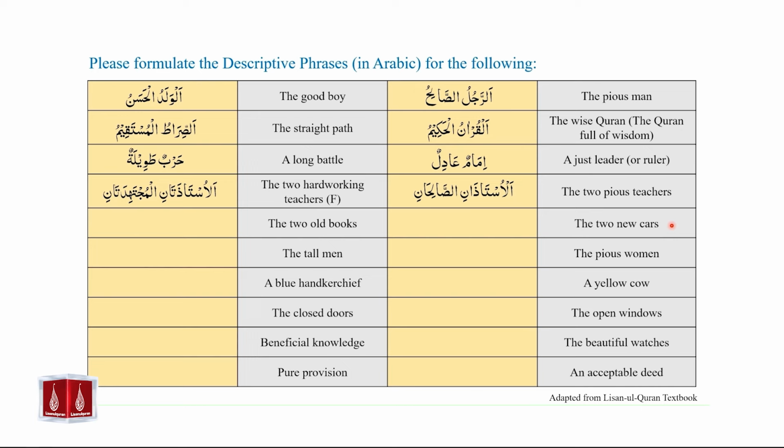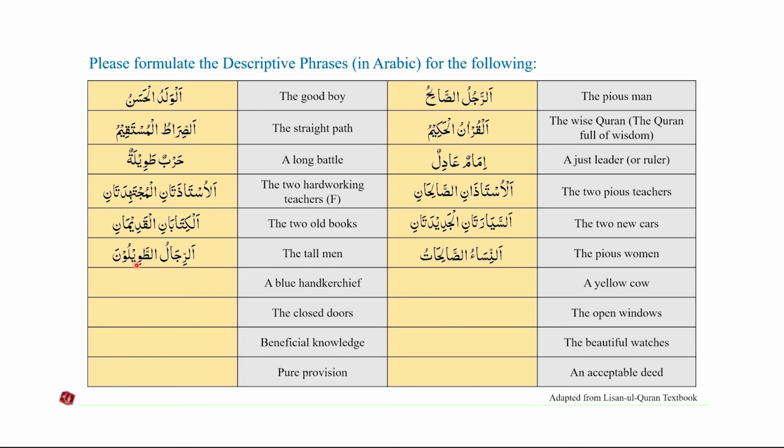The two new cars. As-sayyaratanil jadidatani. The two old books. Al-kitabanil qadimani. The pious women. An-nisa'us salihatu. Please notice the atu ending sound for feminine non-broken plural. The tall men, ar-rijalut tawilun. Here, please notice the una ending sound for masculine non-broken plural.